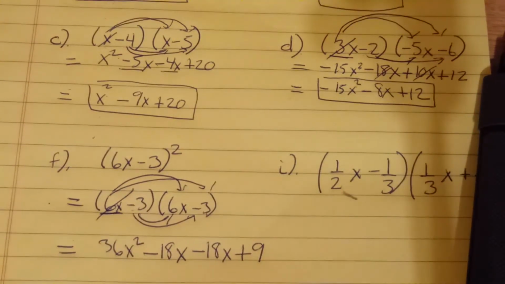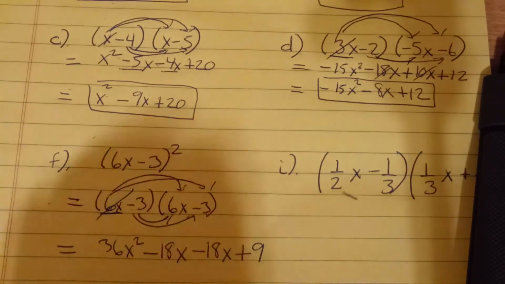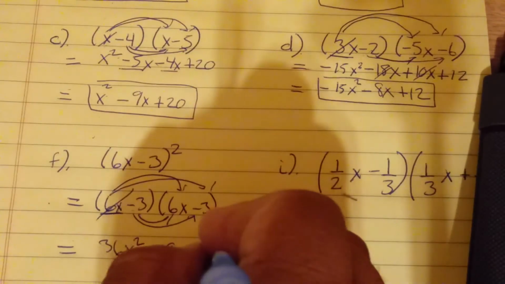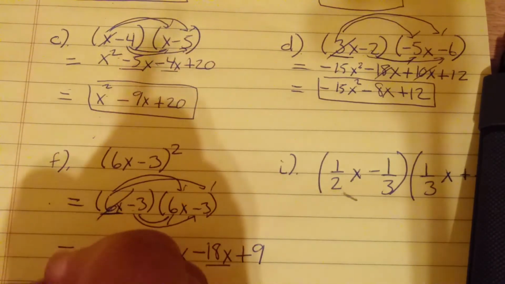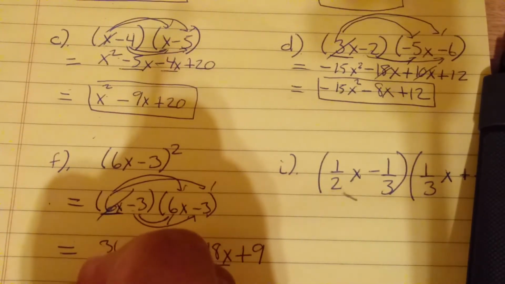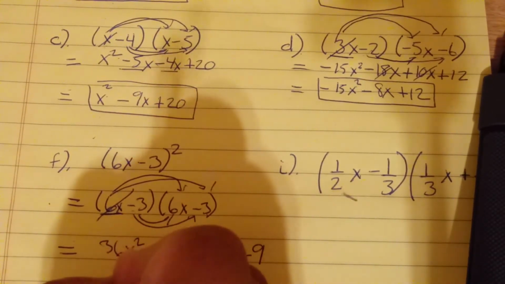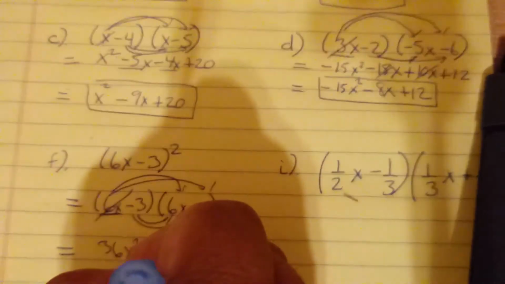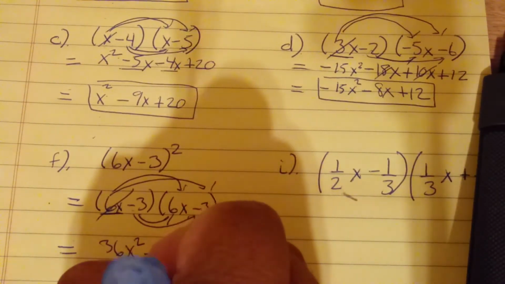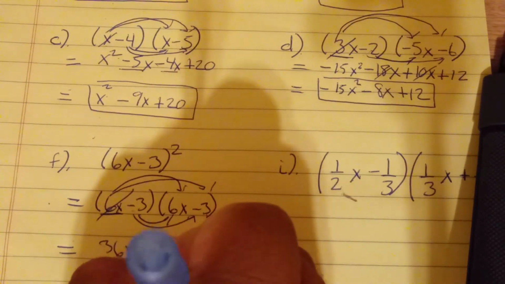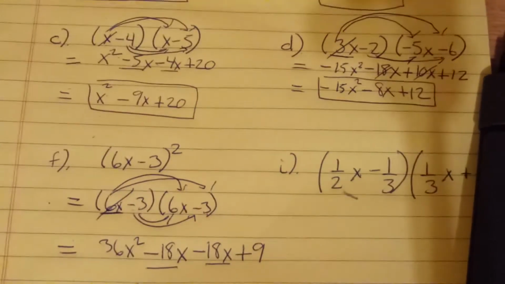So we end up with this particular problem right there. So we have 36x squared minus 18x minus 18x plus 9. Once again, we could go ahead and collect these two. So we have 36x squared and you collect these two, so this will be negative 36x, because negative 18x minus 18x will give you that.